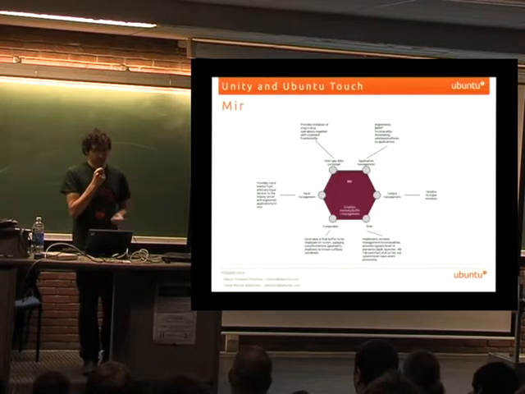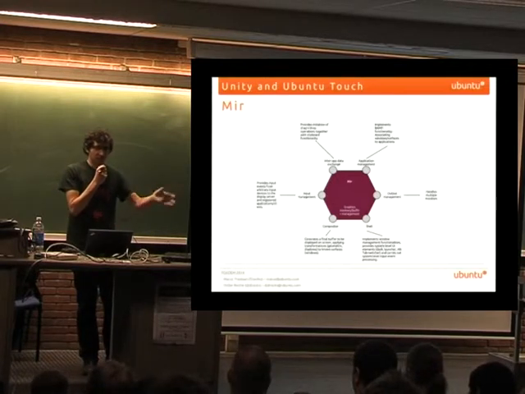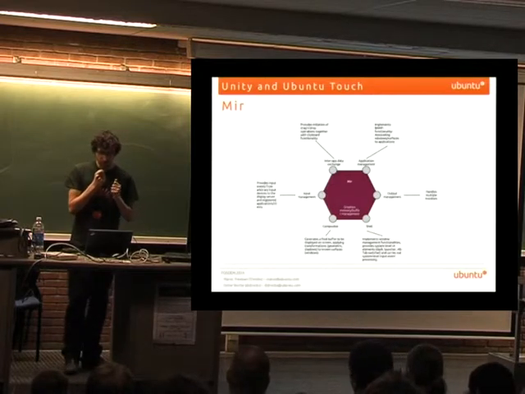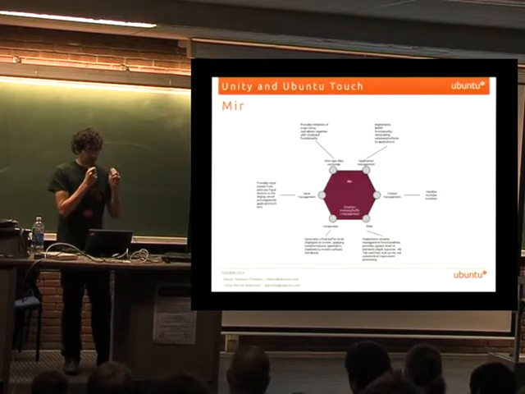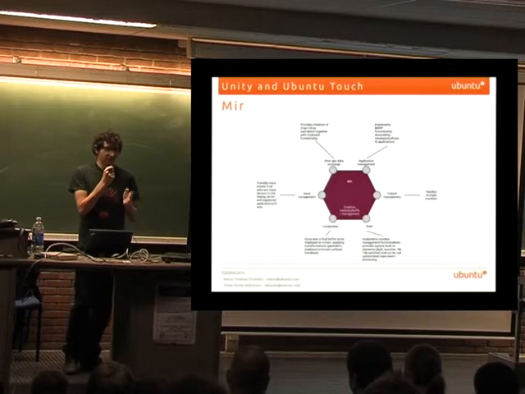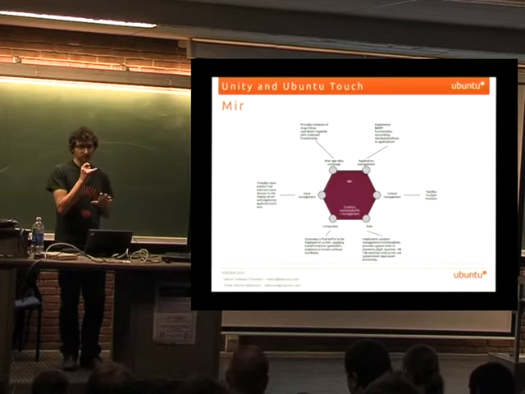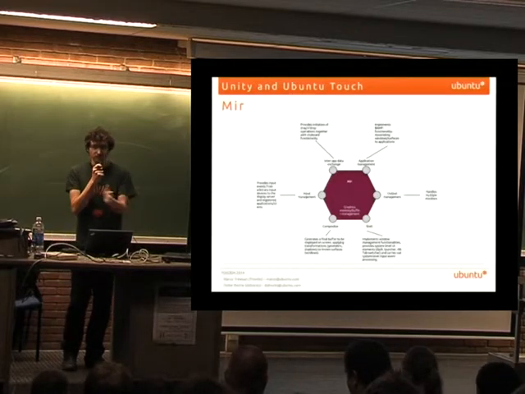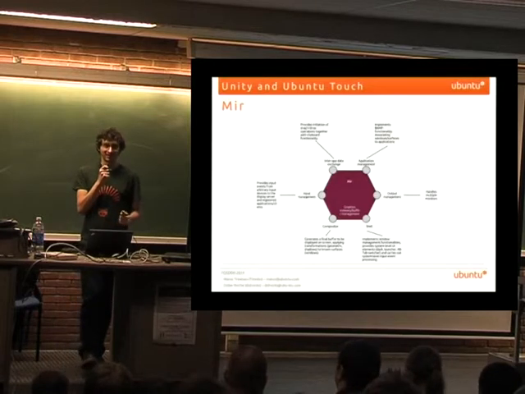So Mir, as a library, the server part of the library, is able to control the application. The library is implemented as of today in Unity 8. So Unity 8 is the process which handles all the display. It has more privileges than all the other applications. It's done.